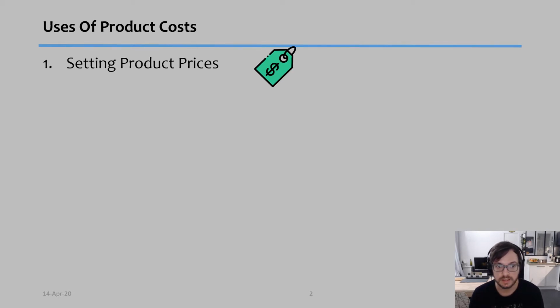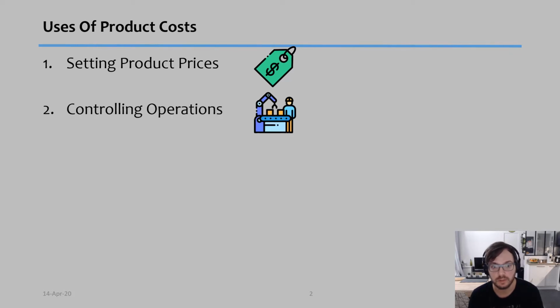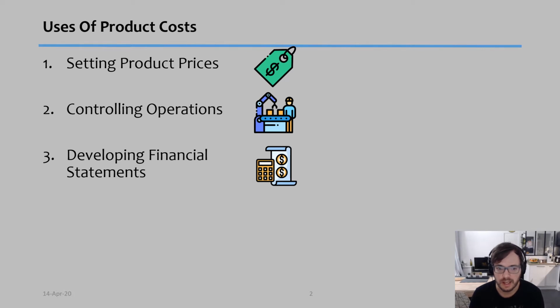Number one is because it allows us to set the product prices. Number two is because it allows us to control our operations by knowing, for example, if the prices are increasing or decreasing. And number three is because it allows us to develop our financial statements, which are legal documents and we must do them.